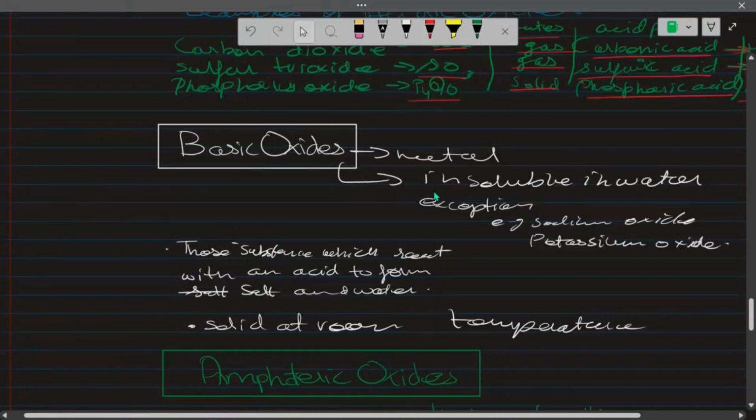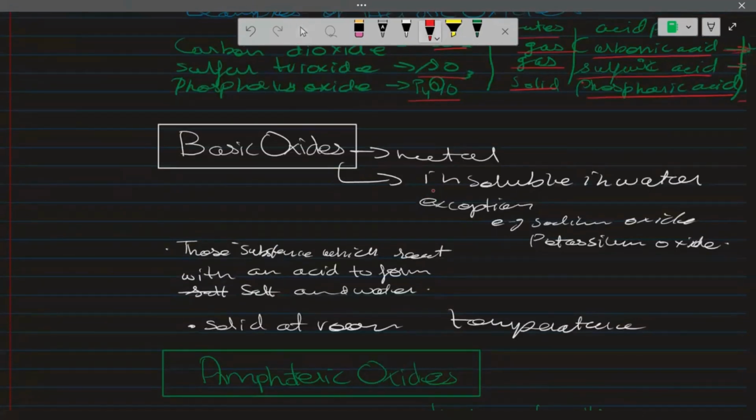Now let's go on to basic oxide. What are basic oxides? Basic oxides are those oxides which react with an acid to form salt and water. They are mostly metal oxides, so the oxides of most metals are basic oxides. They are insoluble in water, except sodium oxide and potassium oxide, which are readily soluble in water to form alkalis.